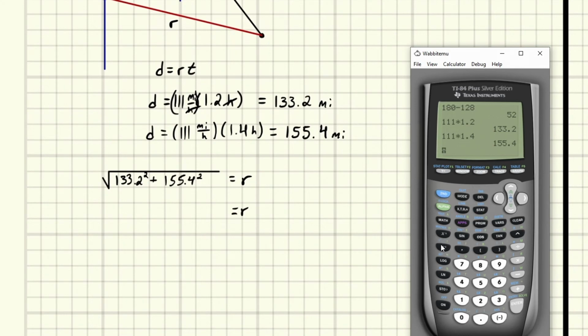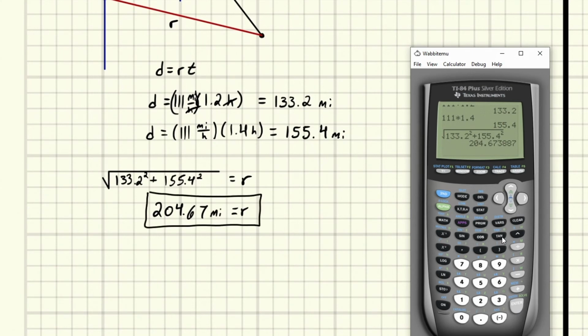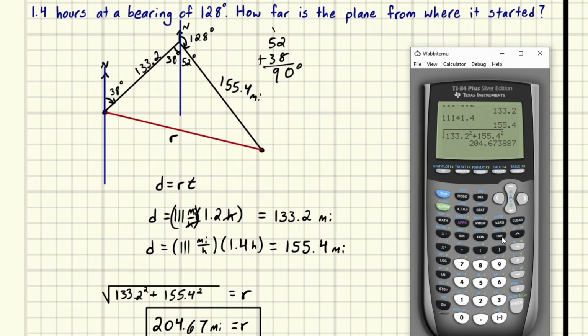So we're going to have the square root of 133.2 squared plus 155.4 squared. And we get R is 204.67. And don't forget, it's in miles. And this would be our answer. This is the distance that the plane is now, how far away it is from where it started.